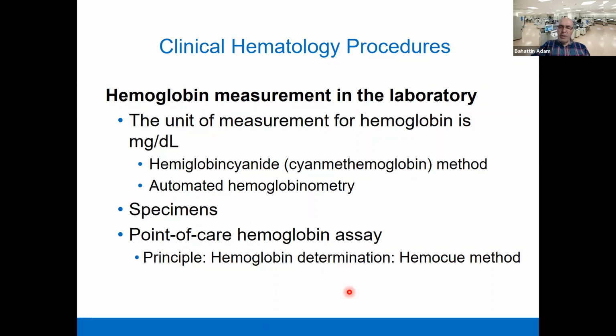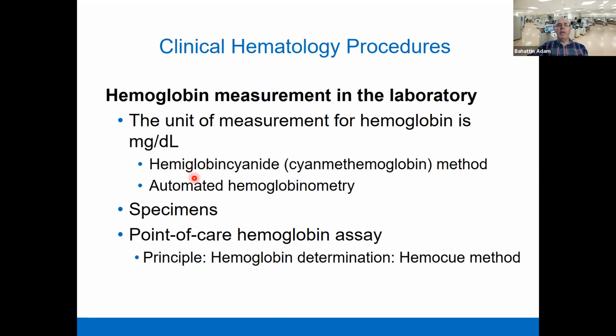Okay, hemoglobin, a test within the CBC, which we are measuring in the clinical laboratory. And the unit for measurement of hemoglobin is milligram per deciliter. There are different techniques that we are using to measure hemoglobin concentration.